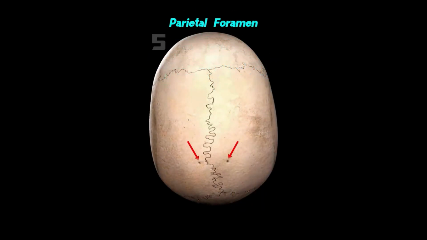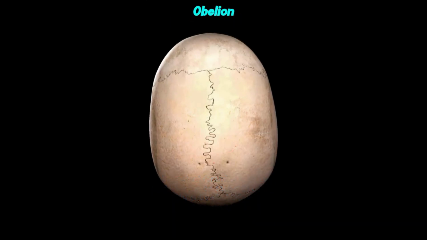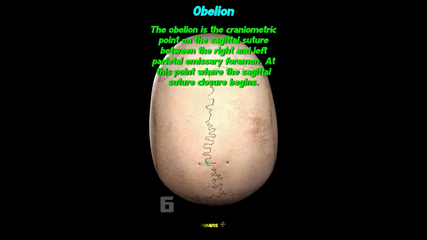5. Parietal foramen, also known as parietal emissary foramen, an inconstant foramen seen in the parietal bone on each side of the sagittal suture. If present, it transmits the parietal emissary vein to the superior sagittal sinus in the cranial cavity. 6. Obelion. It is a craniometric point on the sagittal suture between the right and left parietal emissary foramen. At this point the sagittal suture closure begins. In Greek, obelos means the symbol of division.